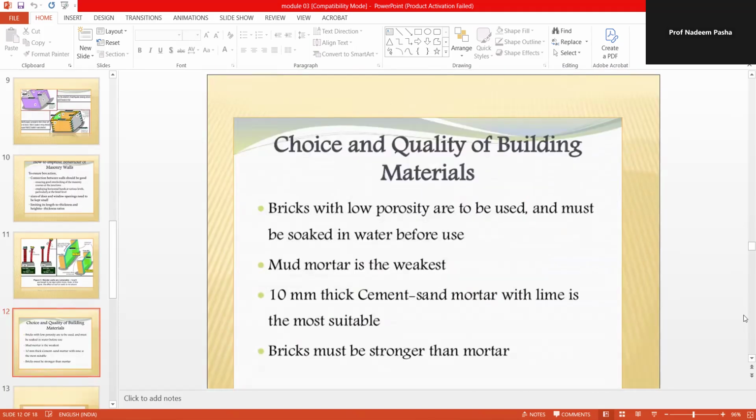Choice and quality of building materials. Till now, we have studied the behavior of masonry walls and how to improve their strength. Now you will see how you will decide the choice and quality of building material.